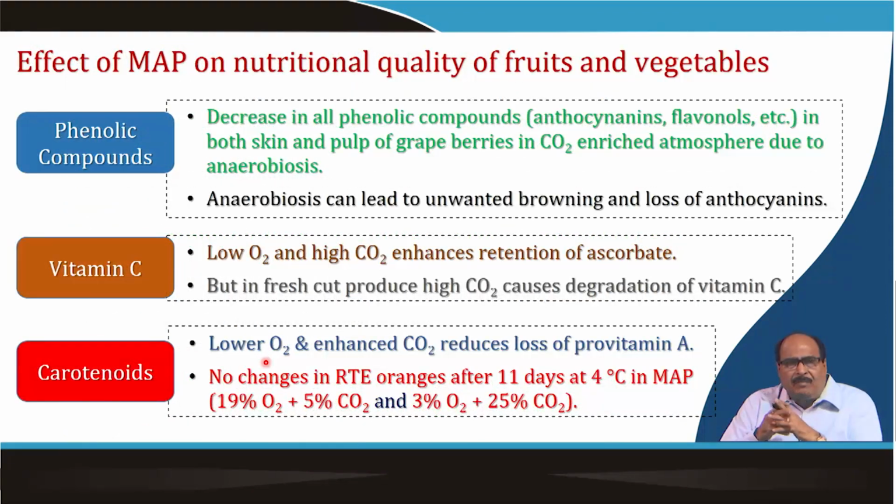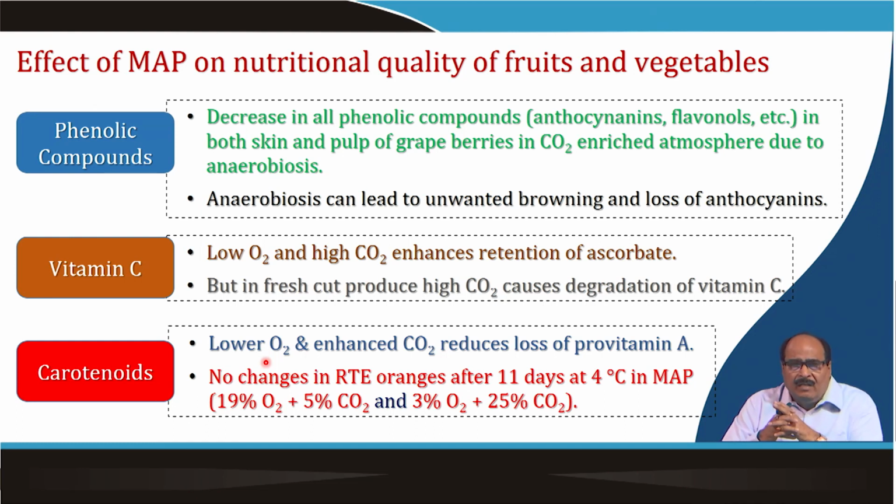Now, as far as the effect of modified atmosphere packaging on nutritional quality is concerned, it may have some effect on the phenolic compounds, vitamin C, carotenoids, etc. A decrease in almost all phenolic compounds like anthocyanins and flavonoids, in both skin and pulp of grapes and berries in a CO2 enriched atmosphere, was noted due to anaerobiosis. Anaerobiosis can lead to unwanted browning and loss of anthocyanin, and can also lead to a decrease in the phenolic compounds in the grapes.